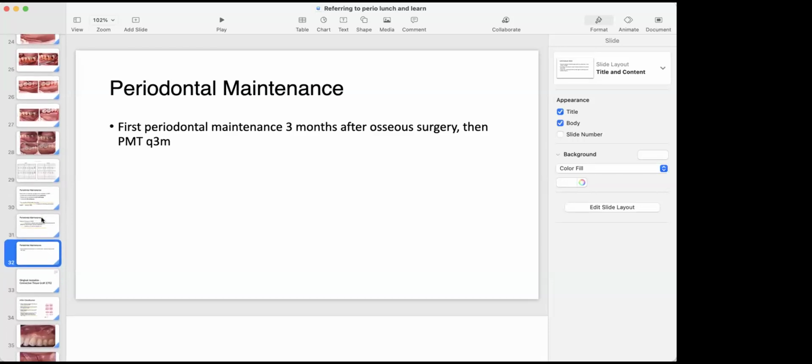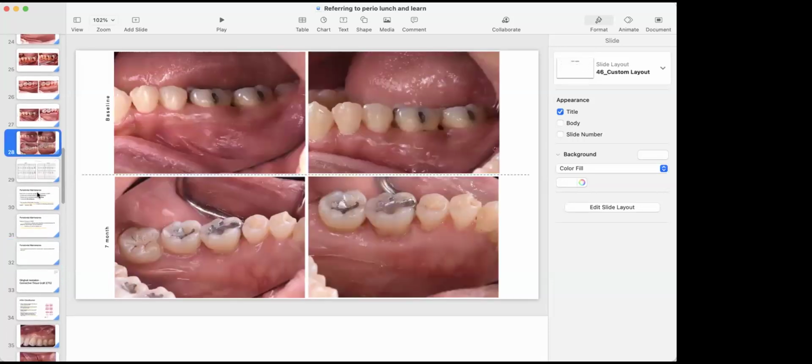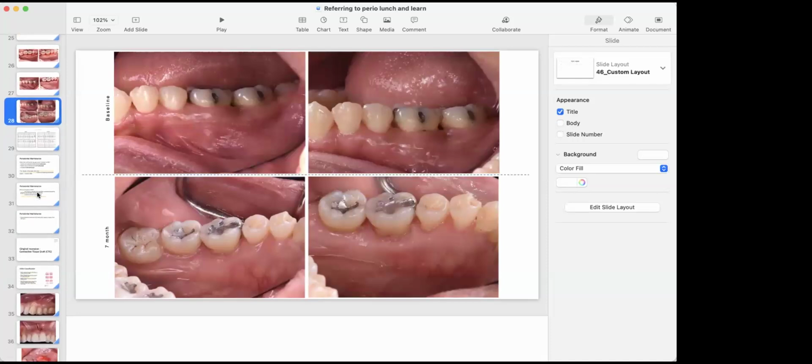Any questions on the osseous so far? Yeah, it makes a lot of sense. I just want to make sure that we all have the right game plan. SRPs, re-eval in 4 weeks, if pocket depths are greater than 5, can we diagnose the osseous, or do we send them for a consult with you?